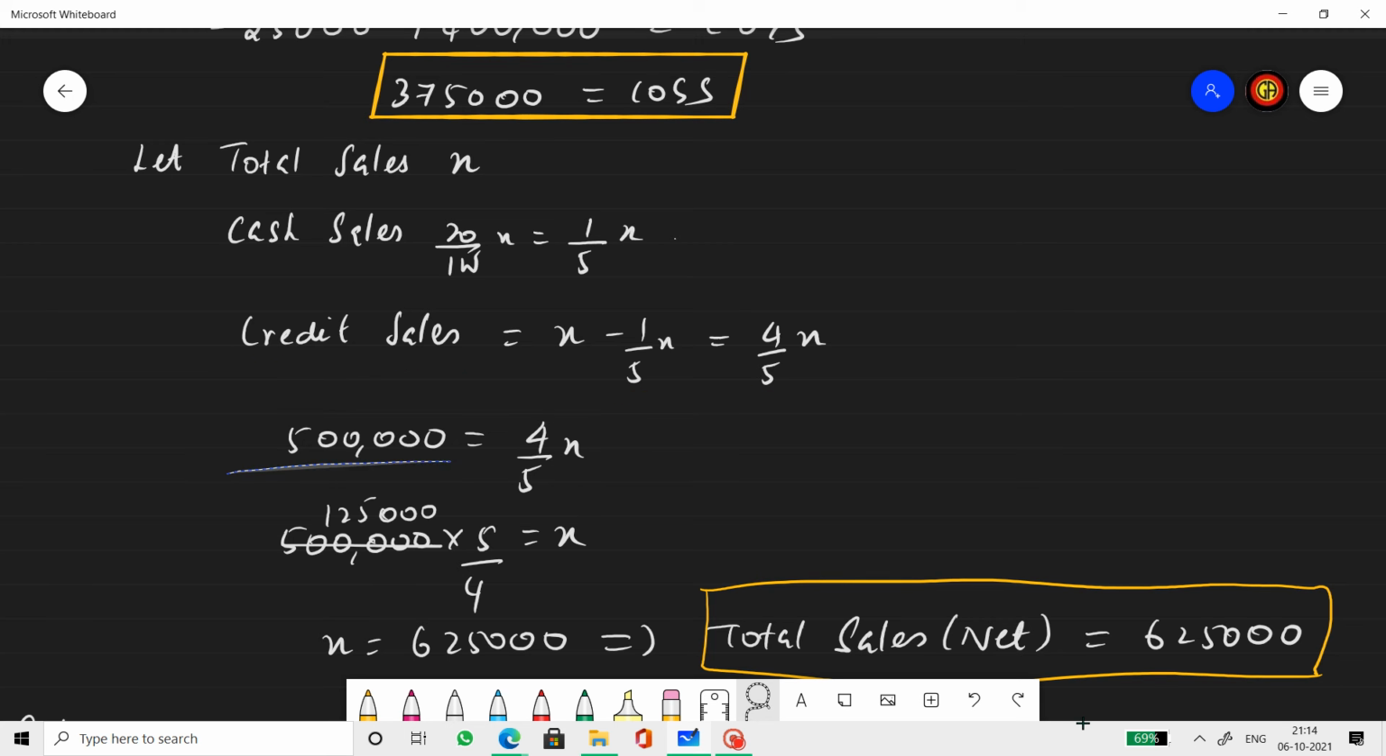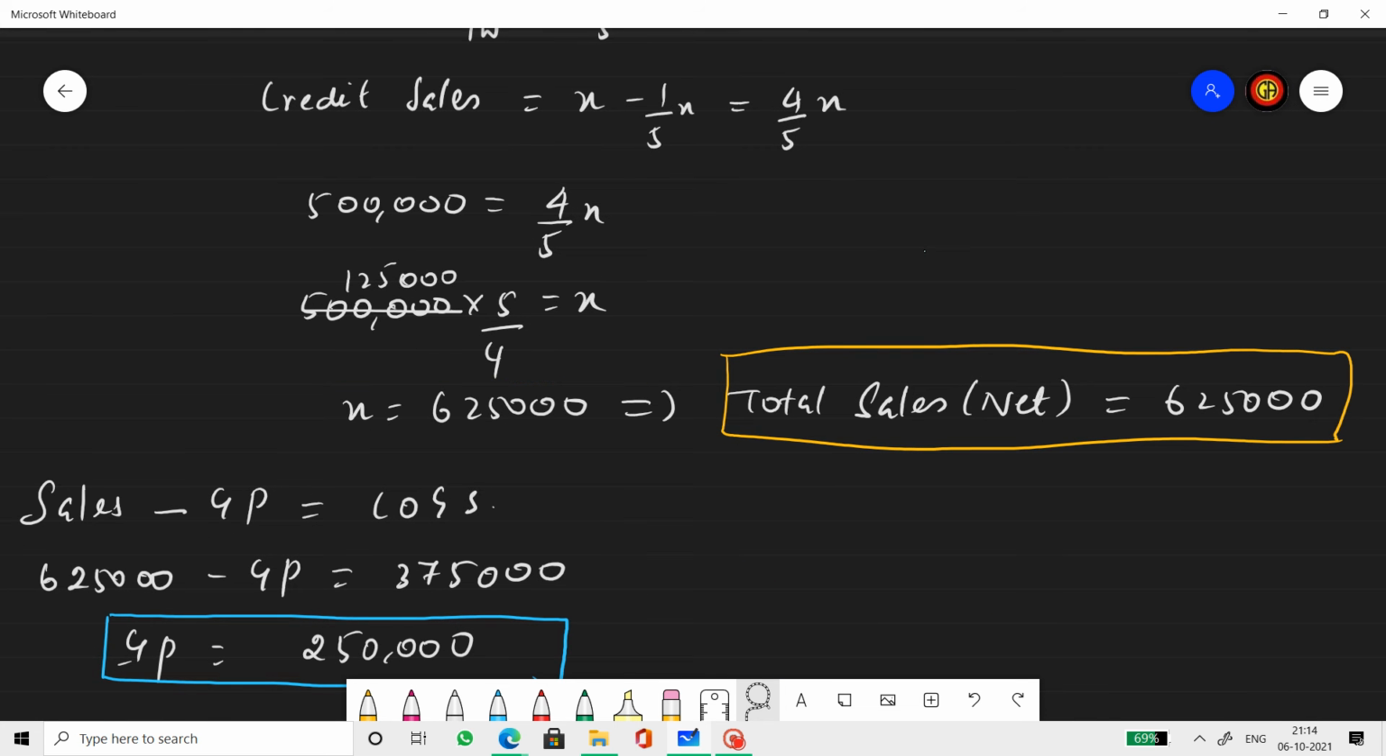Credit sales amount is given in the question. So 5 lakh equal to 4 by 5X. So X will be 6 lakh 25,000. What is X? X is the total sales. So total sales is 6 lakh 25,000, which is in turn the net sales here.